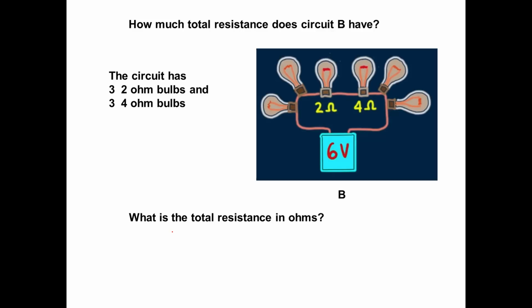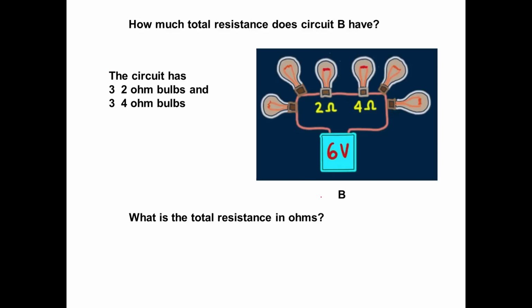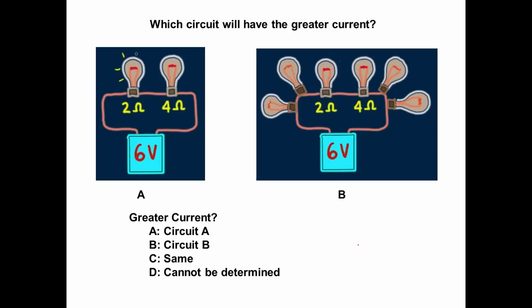Take a look at the next one. How much total resistance does circuit B have? I think we just answered that. It has 3 2-ohm bulbs and 3 4-ohm bulbs. Total resistance is 18 ohms. Let's take a look at the next question. Which circuit will have the greater current? Make your selection.